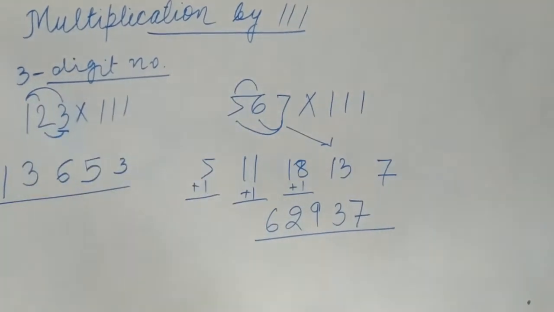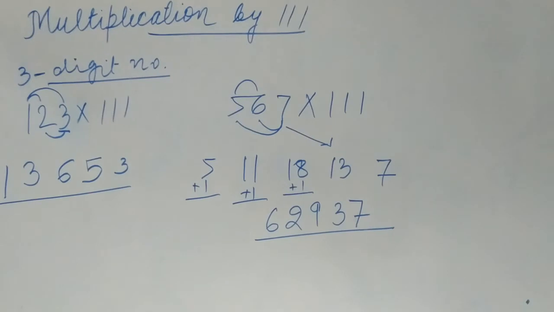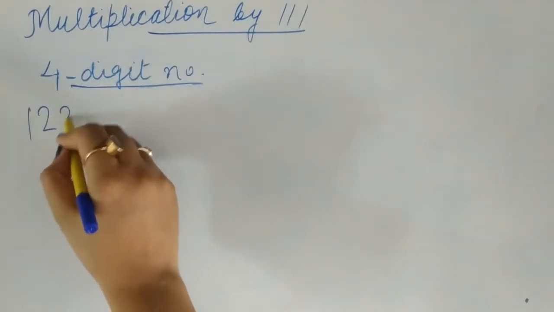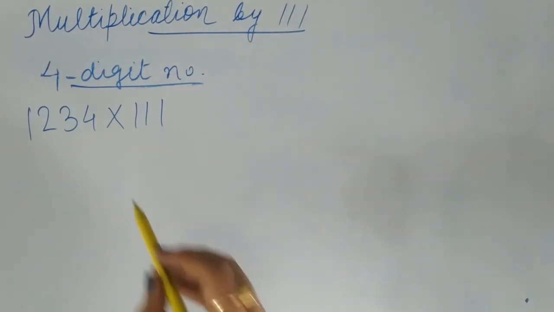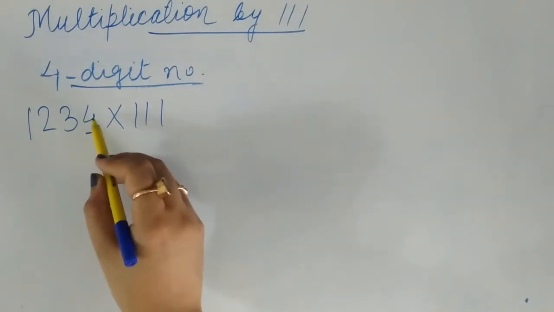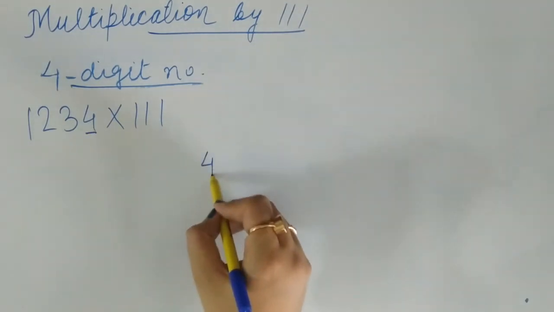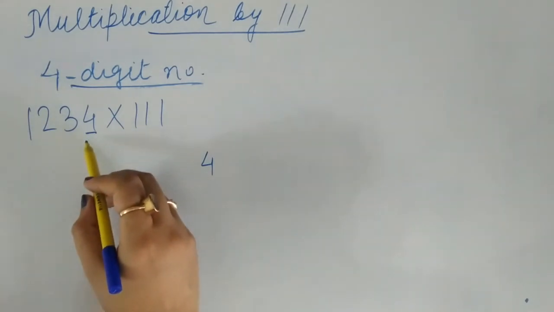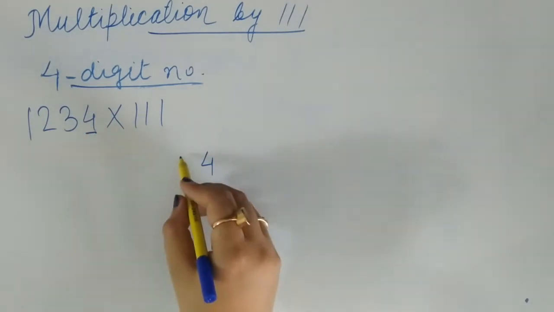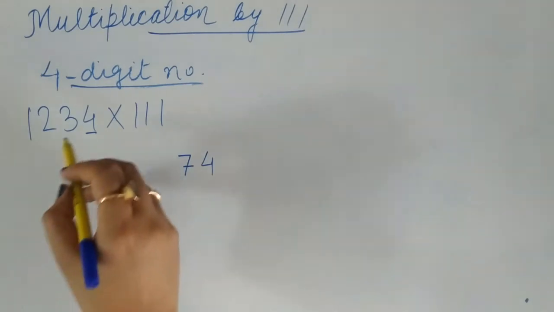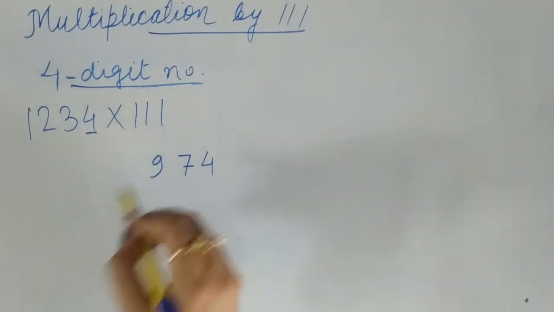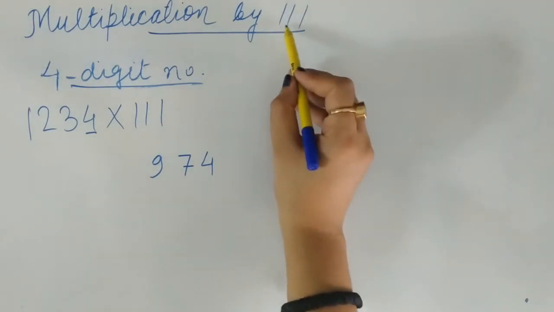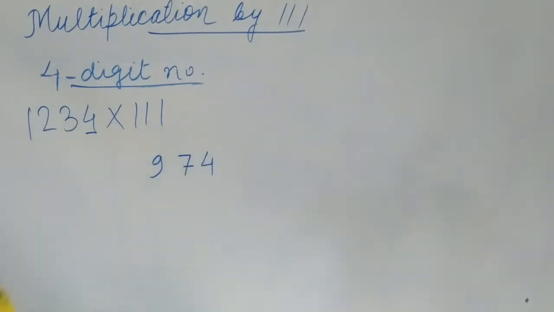Now let's move towards 4-digit numbers. Let's take 1234 multiplied by 111. So again we start with the first digit, that is the ones place, so we'll write here 4. Then we'll take 2 digits, that is 4 plus 3, which will give us 7. Then we'll take 3 digits, that is 4 plus 3 plus 2, which will give us 9. Since we have 3 digits here, we'll take it till 3.